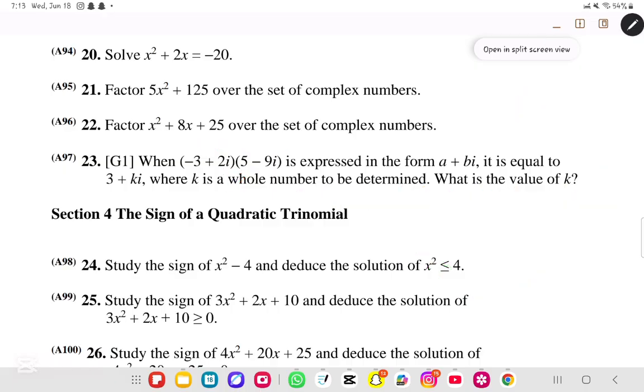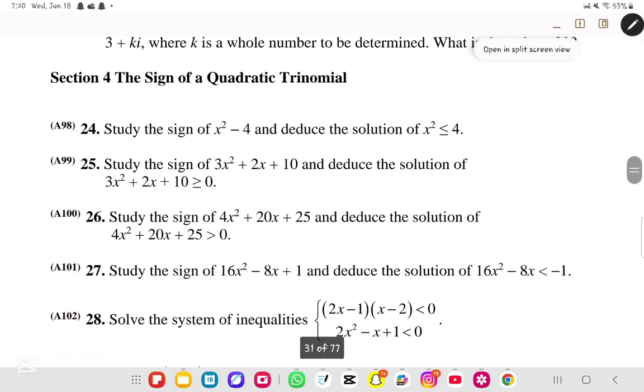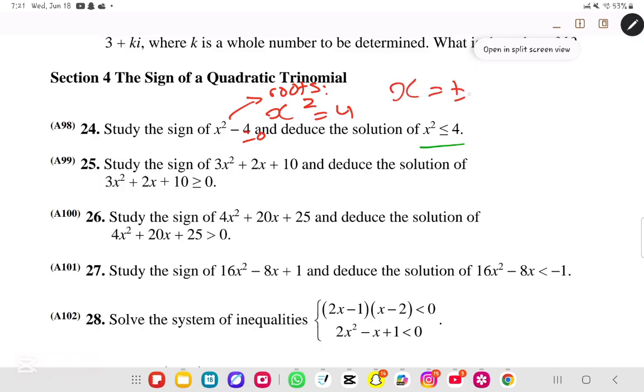So now we'll move on to section 3.4, the sign of a quadratic trinomial. Study the sign of this and deduce the solution of this. Very simply, the first thing you're going to do is find the roots. So let's find the roots together. You can very simply do them on your calculator, or calculate it mentally. You have two roots. If you make this equal to 0, x squared is equal to 4.